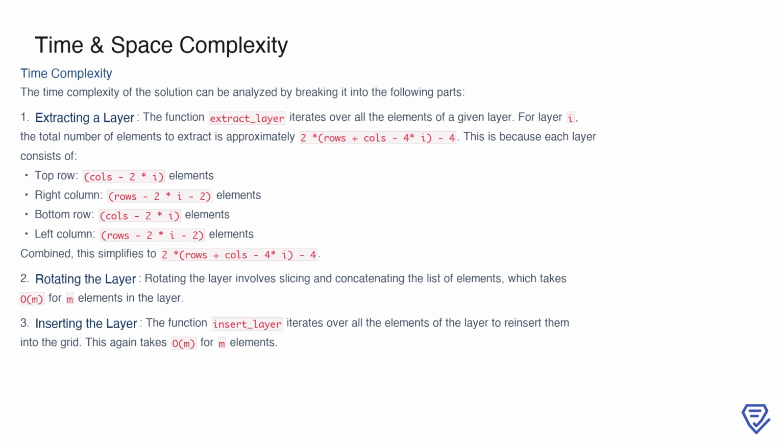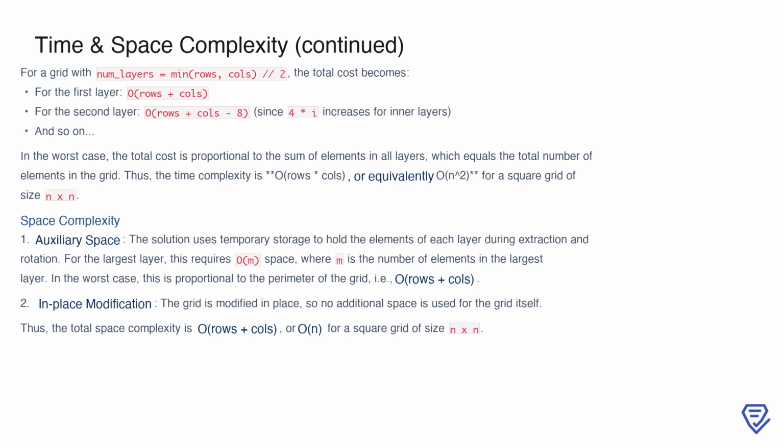Next, rotating the layer involves slicing and concatenating the list of elements in the layer, which takes linear time proportional to the number of elements, or O(m), where m is the size of the layer. Finally, reinserting the layer back into the grid also requires iterating over all the layer elements, which again takes O(m) time. These three steps form the core building blocks of our algorithm, and each is performed for every layer in the grid.